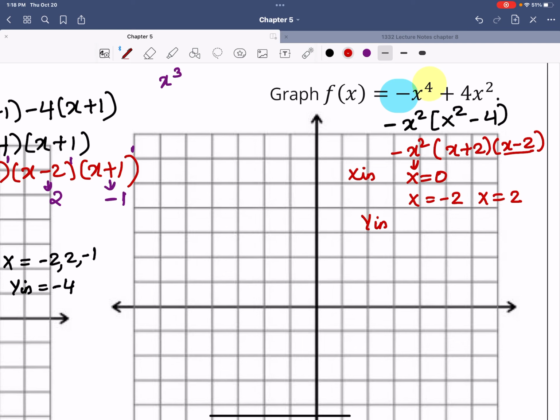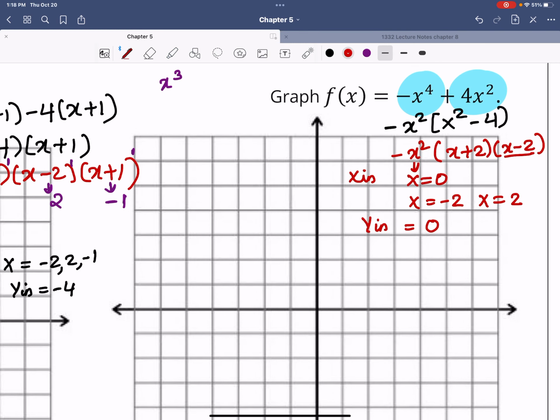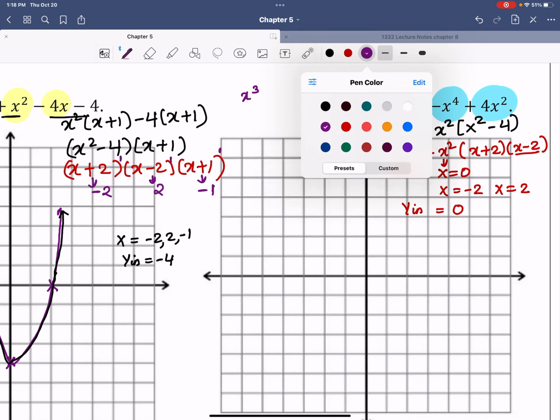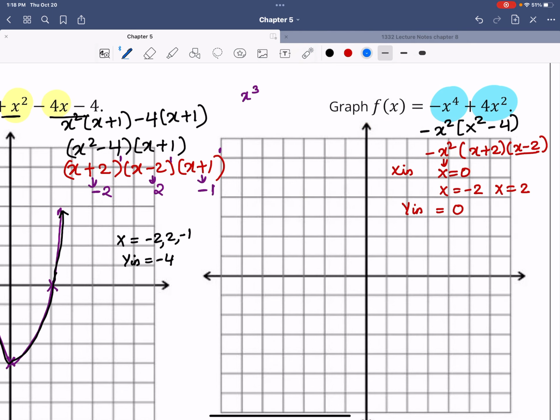For the y-intercept, let's plug in 0. I plug 0 here, 0 here. 0 plus 0 gives me, very good, 0. I'm going to plot these. I'm going to use a nice color, a bright blue. 1, 2, negative 2, positive 2, and 0. The leading coefficient is negative and the power is even. Even and negative both go down.